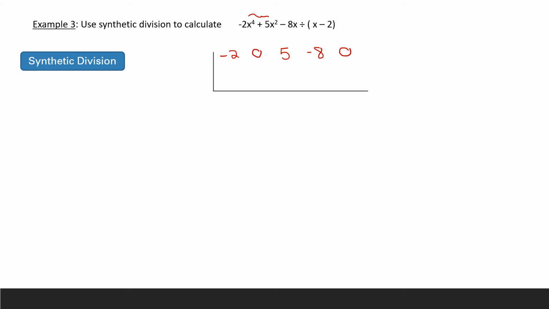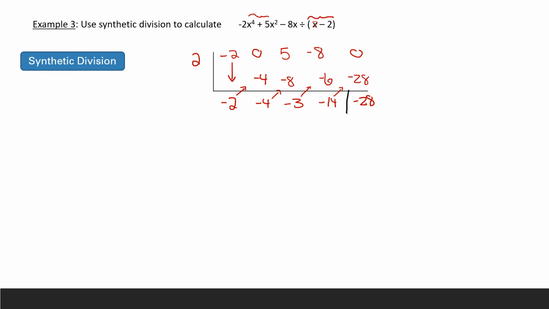And over on the side, we put whatever would turn this little linear piece into 0. So when x is 2, I'd get 2 minus 2. So this is going to be a 2, which is also the opposite of what you see there. So our steps start here. Bring down the -2. That's a -2. And then we multiply. So this would be a good place to press pause and continue on. That's what I'm going to do. I'm going to press pause and I'm going to fill in the rest of the chart so this won't take so long.